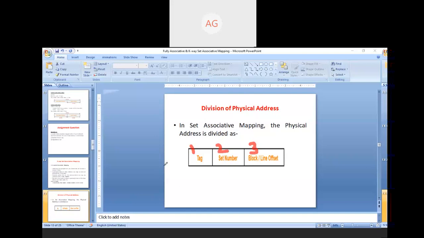Moving to the next slide. Just a minute. Just write down this diagram in your copy. Now moving to the next slide.